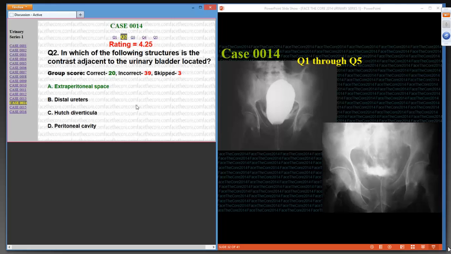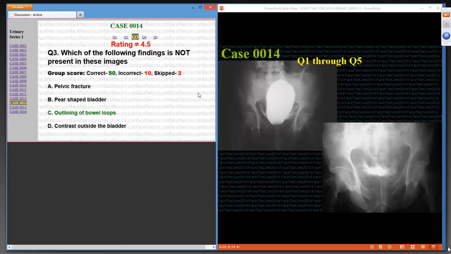In which of the following structures is the contrast adjacent to the urinary bladder located? Here, it is in the extraperitoneal space. It's not in the distal ureters. It is just too flame-shaped. It is not in a tube. These are not Hutch diverticula. Again, diverticula would be much better defined and would have much more contrast. And it's not in the peritoneal cavity because we have already shown you intraperitoneal contrast.